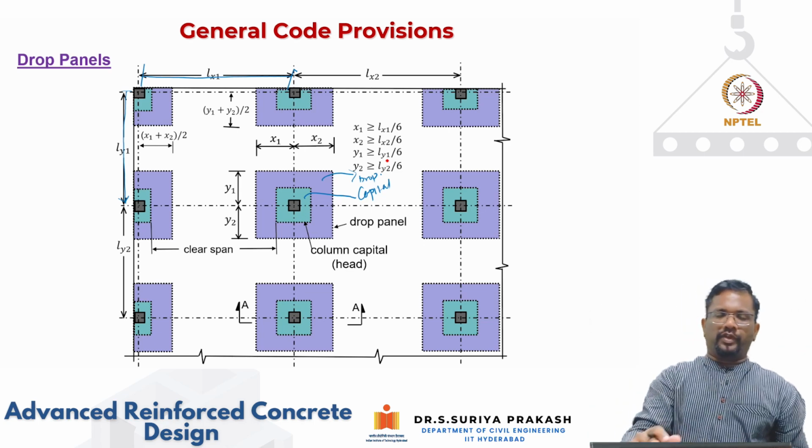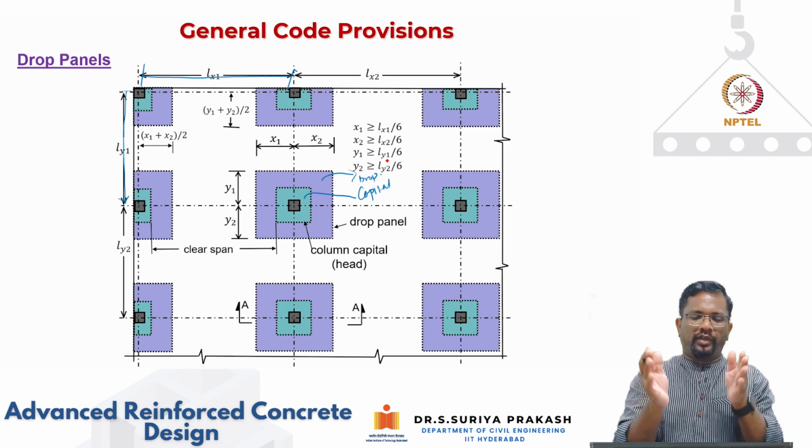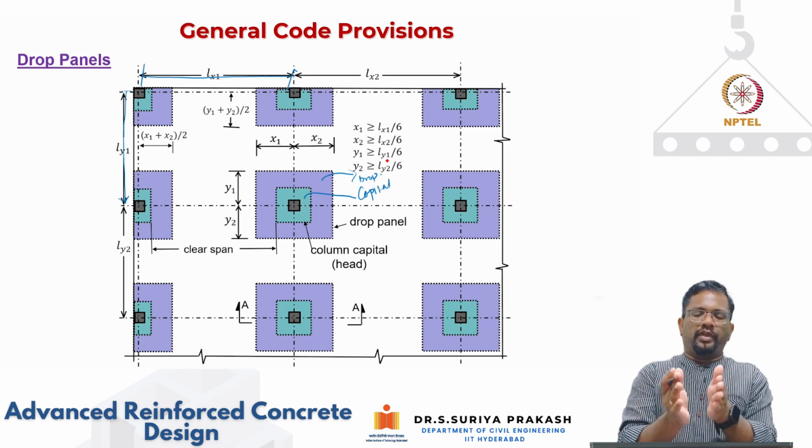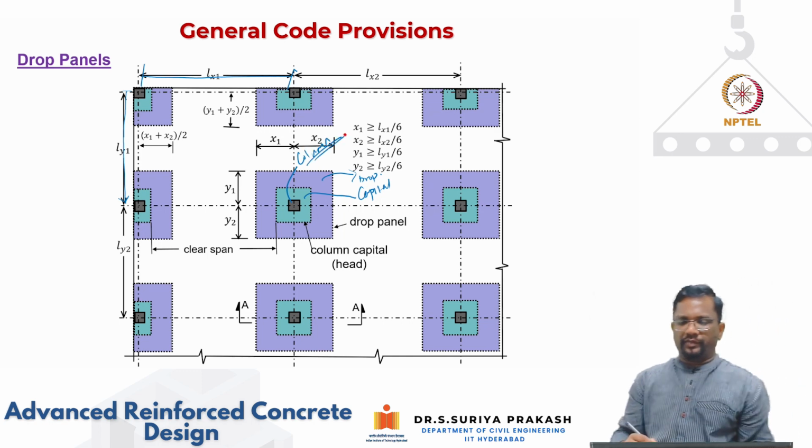That's why, when you look at it in the plan, a drop panel is going to have a larger area, then the capital is going to have a smaller area, and then this is your column right in the middle. This is the way it is.